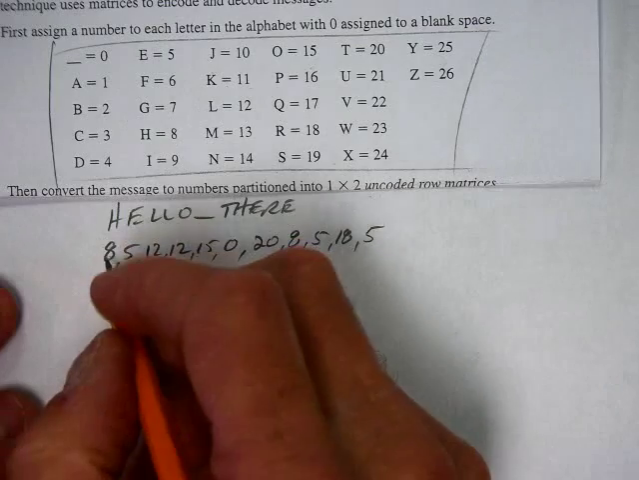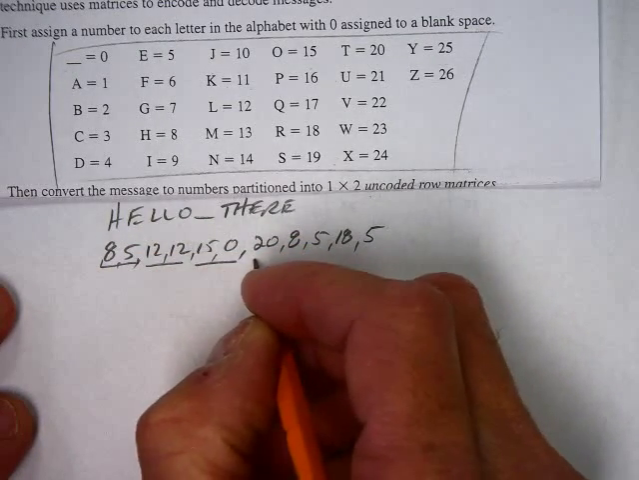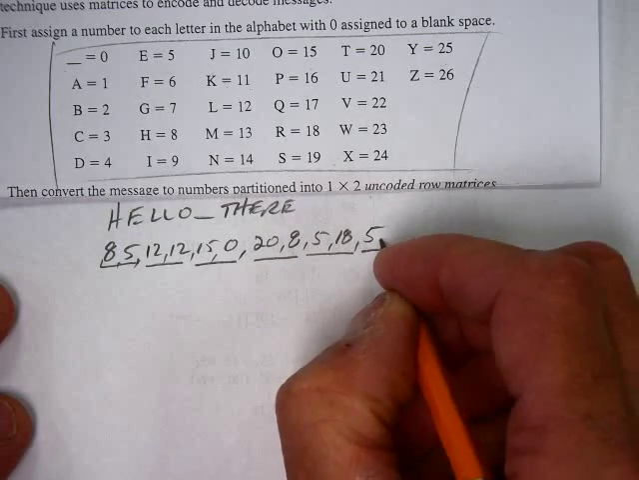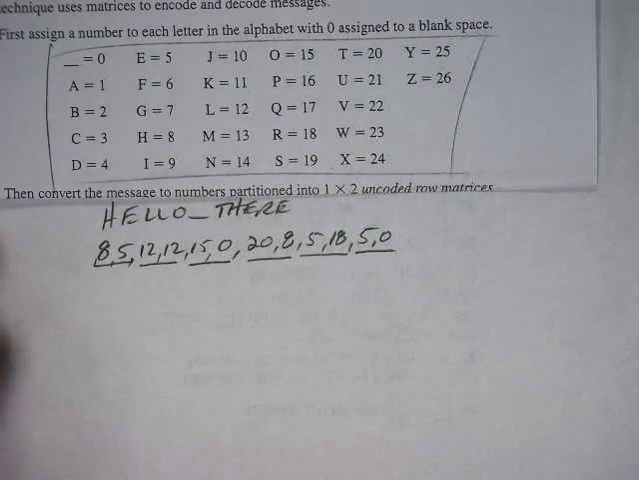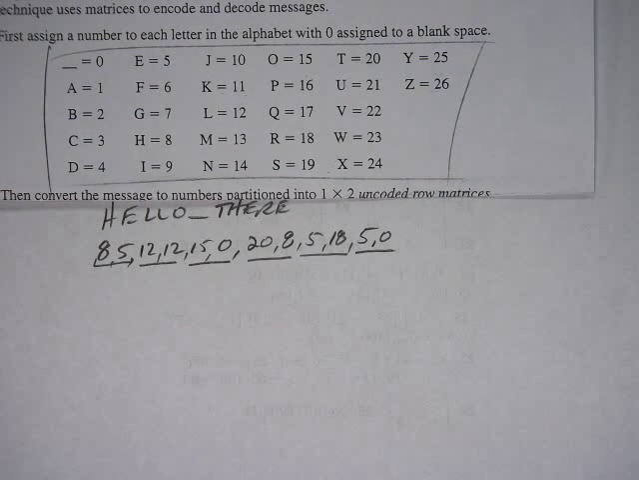So now we're really going to mess this up. We're going to take this and do units of 2. And since there's an odd number, I'm just going to put a 0 at the end. So what I'm doing is making each two numbers into a 1x2 matrix. And then we're going to pick a random matrix and multiply each one of these by it. Well, I've picked the matrix because I've got something I want you guys to decode later on.